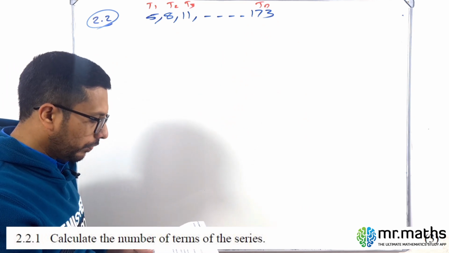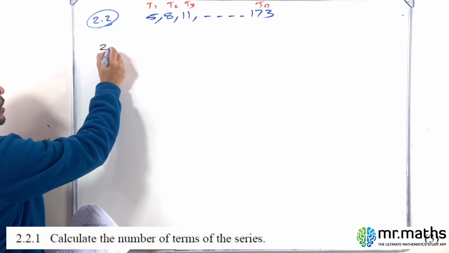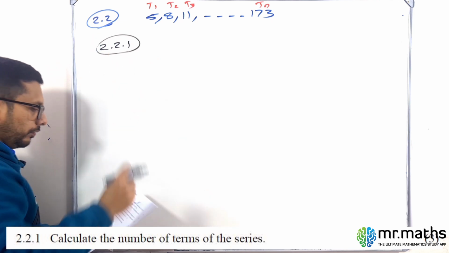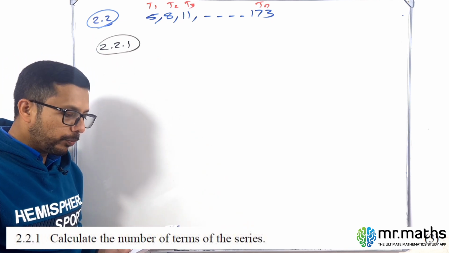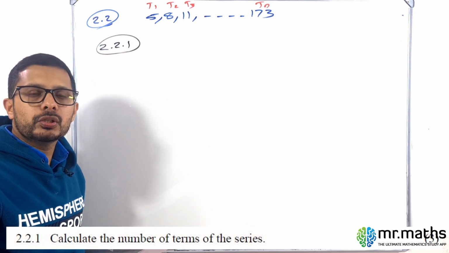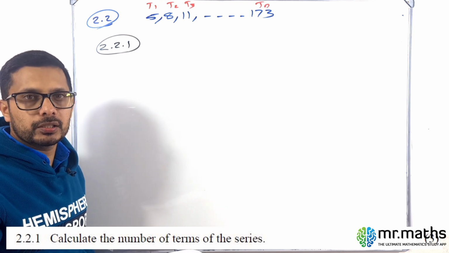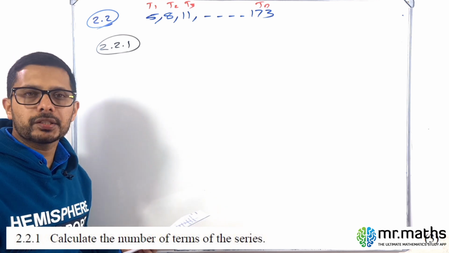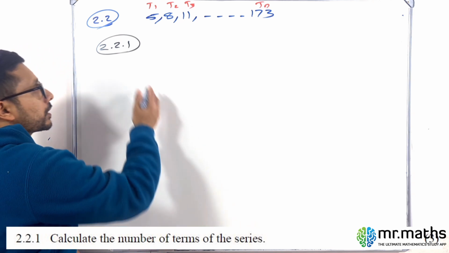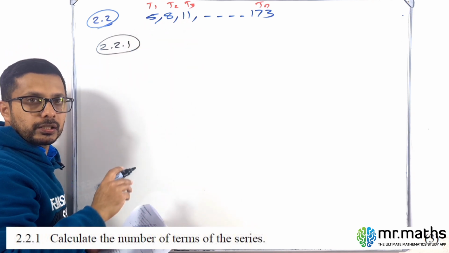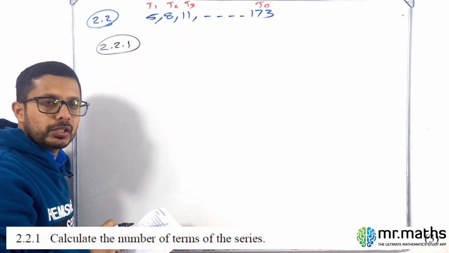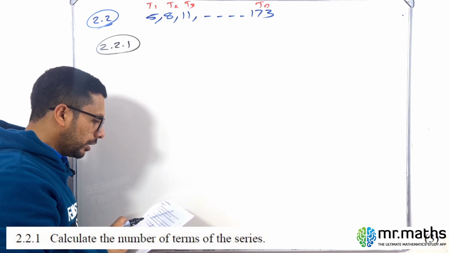Now what is the first question? 2.2.1. Calculate the number of terms of the series. You have to find the number of terms. How many terms are there? So how can you find? It's a simple grade 10 question. It is given that this is an arithmetic sequence. It's not a series, it's a sequence.